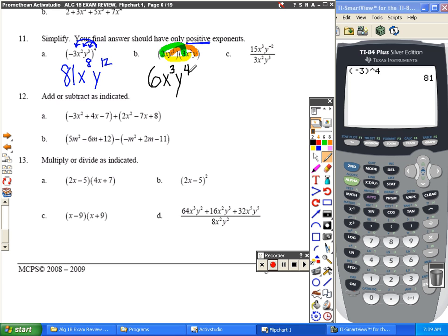Now these are not power to power. These have 2 bases. One is an x and the other is an x. That's why you just add their exponents.